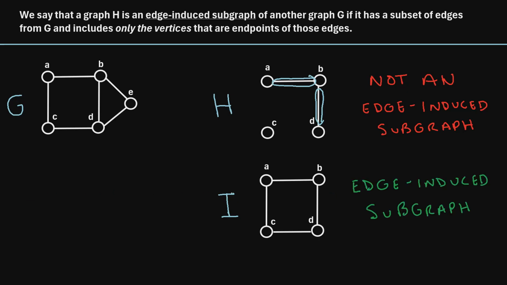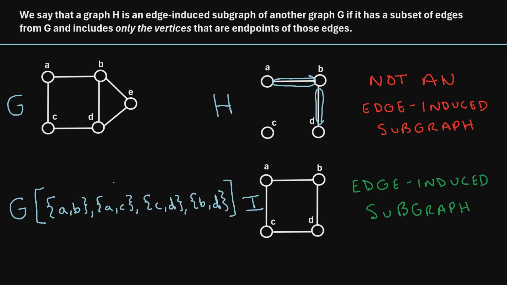And the notation that we would use to describe graph I is we could say it is graph G induced by these 4 edges. So we can write the names of those 4 edges. So here's what that looks like. This is graph G induced by these 4 edges, which are the names of these 4 edges in graph I. So that's the idea behind an edge-induced subgraph.